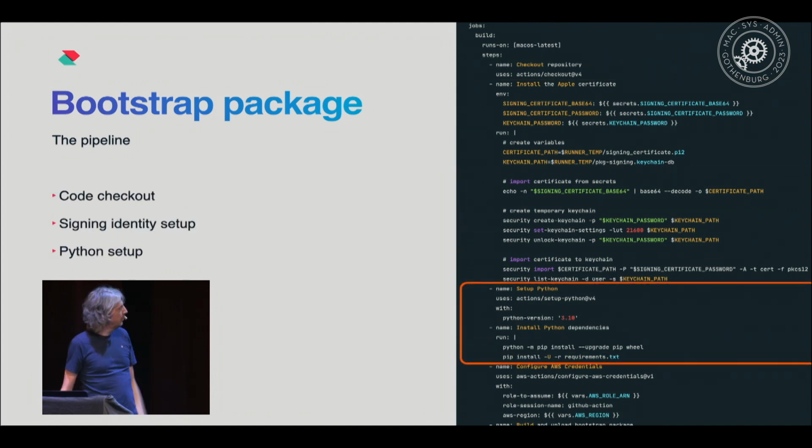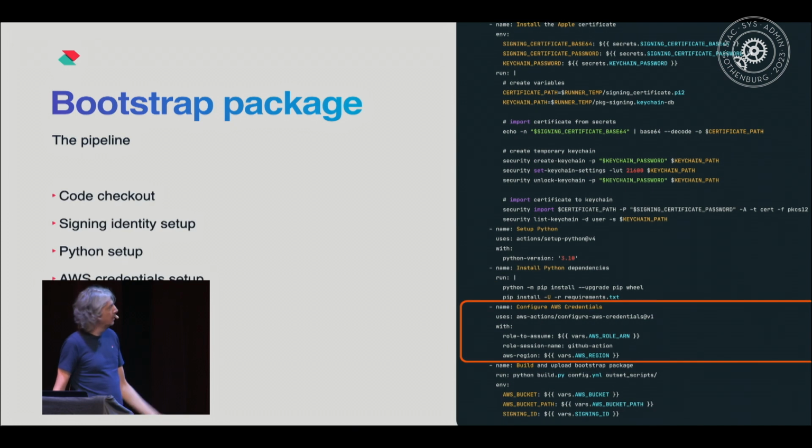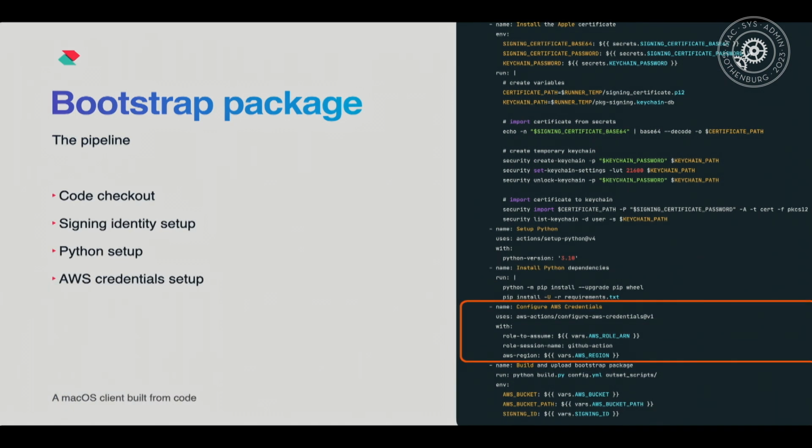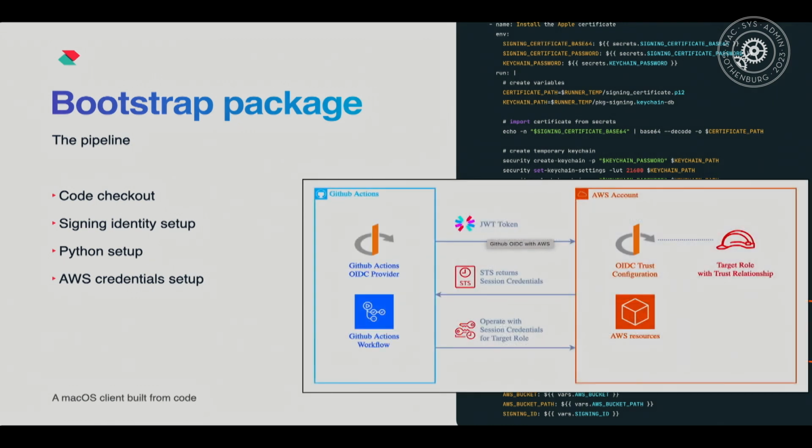Then the next step is a bit easier. We install Python, and we install the requirements for our script. And another important step is we need to authenticate with AWS to be able to upload the package to S3. And we decided to not do it the easy way with a secret and access key ID and a secret. We wanted to do it the proper way, so this is the proper way.